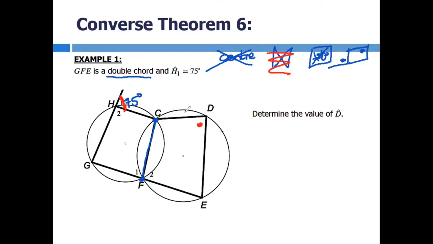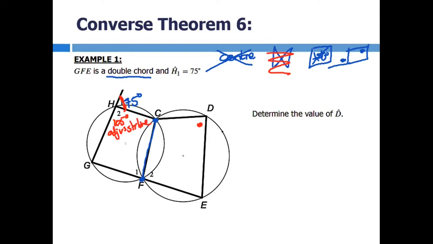Okay, so Zanel told me that H2 was going to be 105 degrees. Absolutely correct. Why is that going to be 105? That's 105 because of adjacent angles on a straight line.